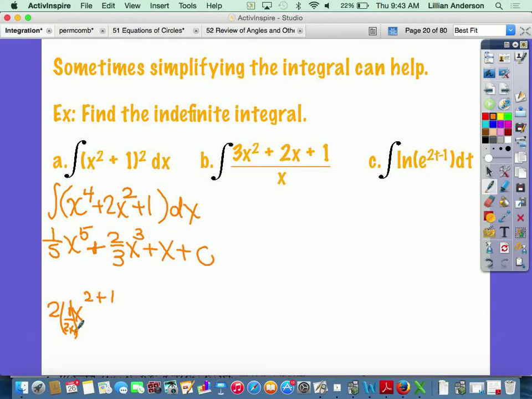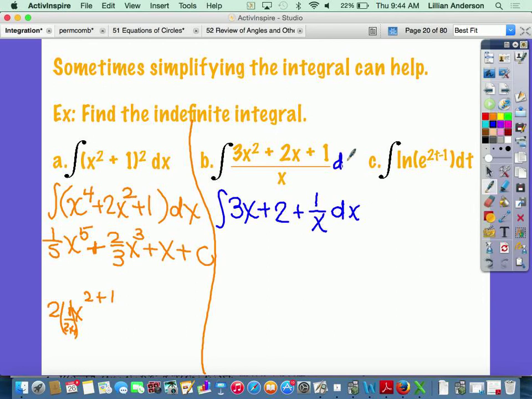What do you think we can do with b? To simplify for b, what do you think we can do? Bring the x up? Divide off the x. Divide each one by x? Yes. That'll probably be a little easier to try to bring that x up. So now we'll have the integral. When I divide 3x squared by x, what is that? When I divide 2x by x, what is that? And then this will still remain 1 over x. And I did forget a dx in this problem.